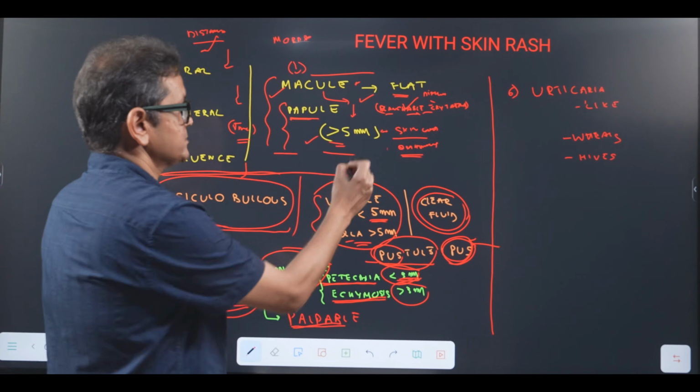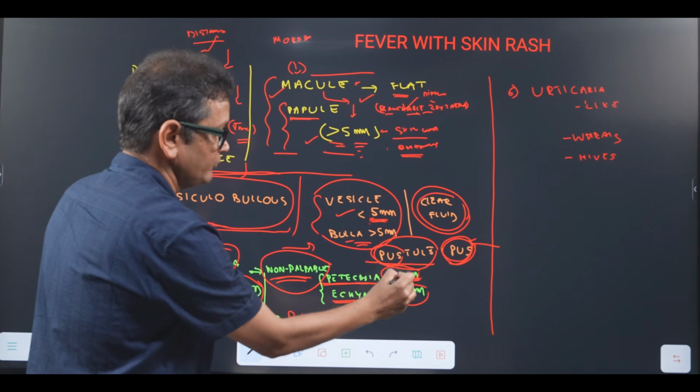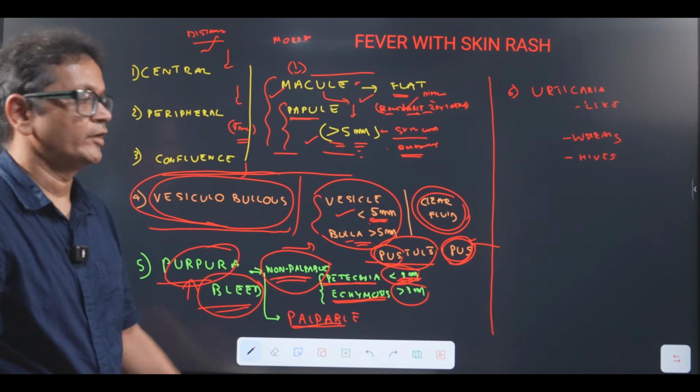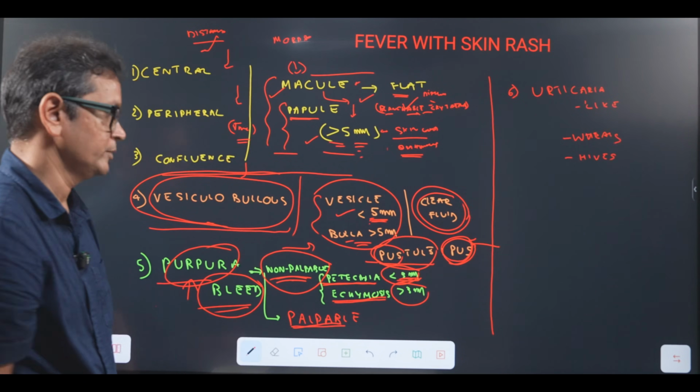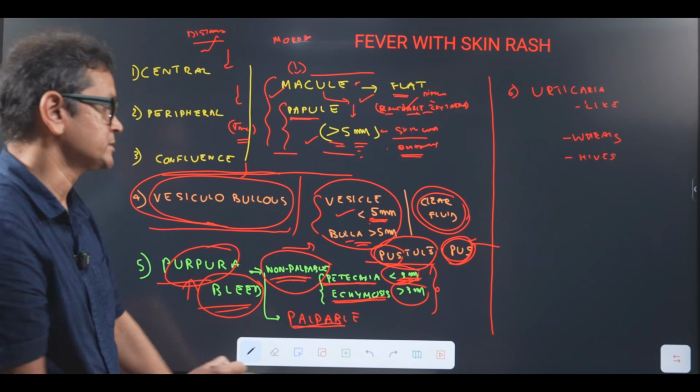You can remember like this, remaining all are half centimeter, 5 mm, 5 mm, 5 mm. Only for purpura it is 3 mm. Why are they given like this? Only God knows. It all depends upon the whims and fancies of those who first described all these things.